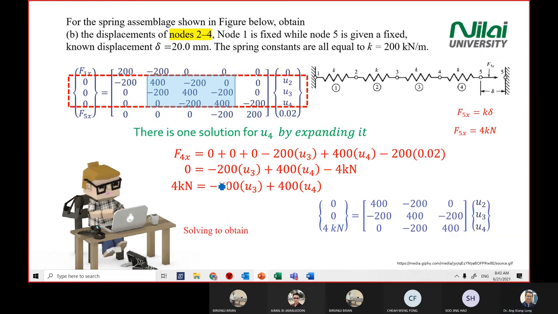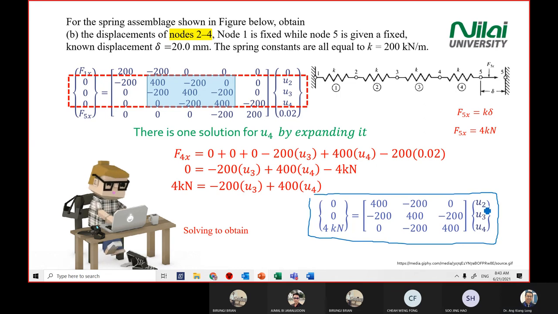We continue. From here, in this small matrix, you have three equations, three unknowns. So you manage to find U2, U3, U4. Let me know if you're not able to see there are three equations in the matrix. So 0 equals 400 times U2 plus minus 200 times U3 plus 0 times U4. You get the first equation. You repeat for the second row, repeat for the third row, and you solve the three equations.